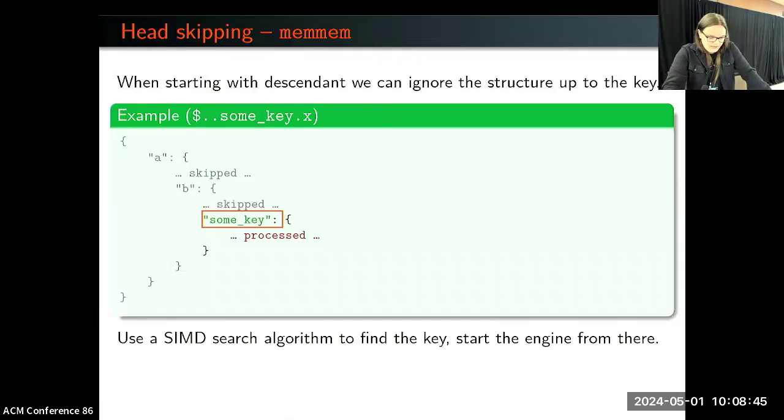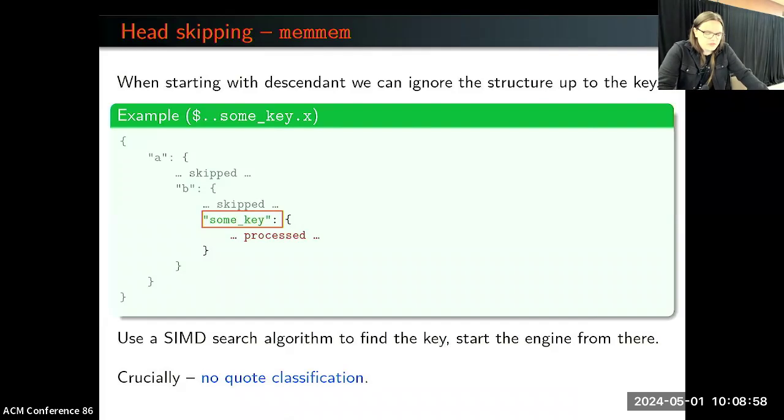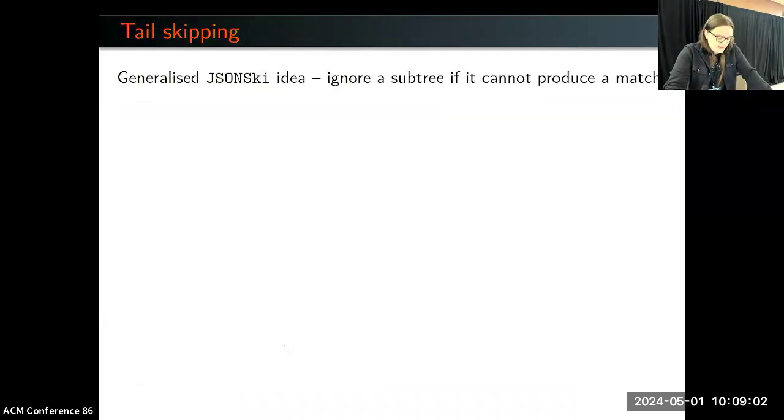It's a very simple idea, but very effective. And looking for a key can be done with a simple SIMD search algorithm. It's the memmem procedure in libc. And it's really fast because it doesn't actually need the quote classifier. We don't care about the structure. We only care about finding the labels. Tail skipping is a generalization of the idea from the JSON key. Previously, we were skipping the initial parts of the JSON. Here, we skip subtrees that we don't really want to look at, the tail of execution.